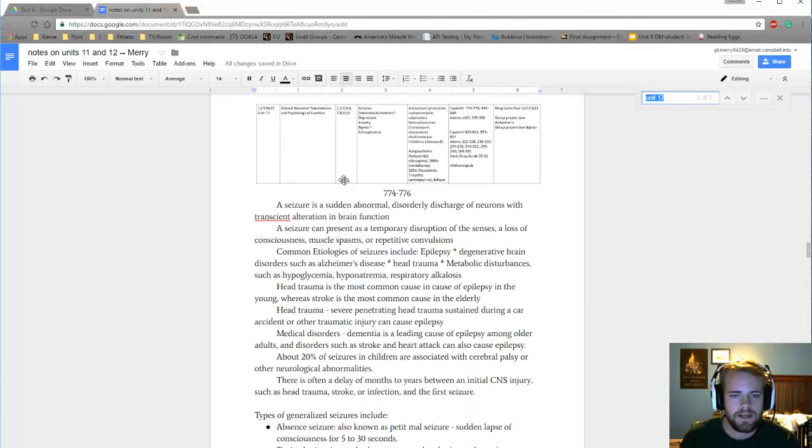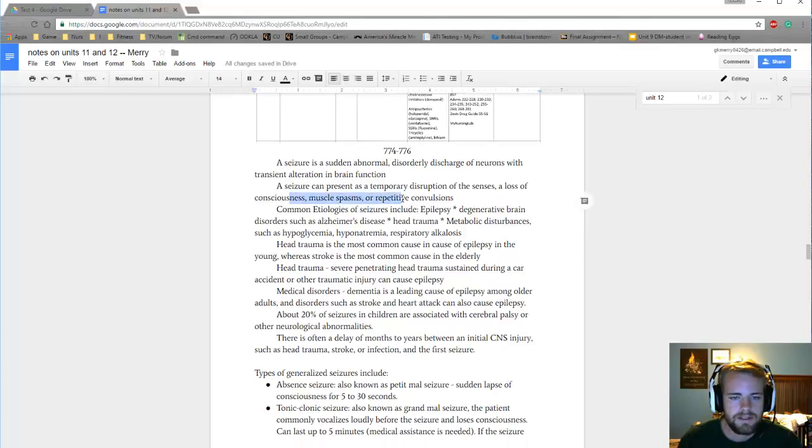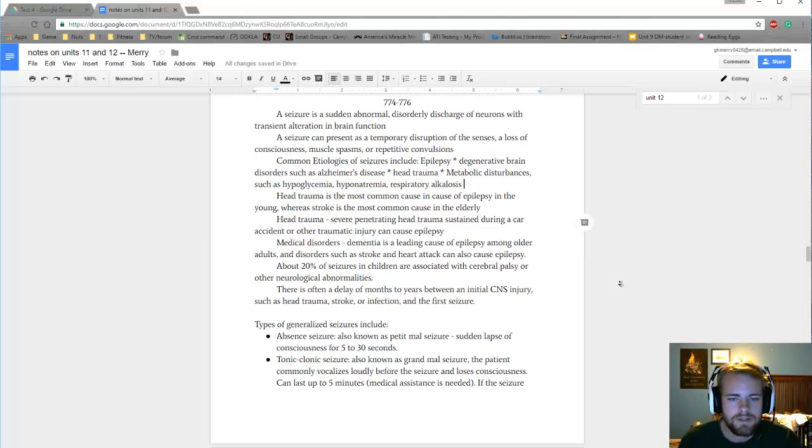So this starts on page 774 to 776 with seizures. A seizure is a sudden, abnormal, disorderly discharge of neurons with transient alterations in brain functions. A seizure can present as a temporary disruption of the senses or a loss of consciousness with muscle spasms or repetitive convulsion. The common causes of seizures include epilepsy, degenerative brain disorders such as Alzheimer's, head trauma, metabolic disturbances such as hypoglycemia, hyponatremia, or respiratory alkalosis.